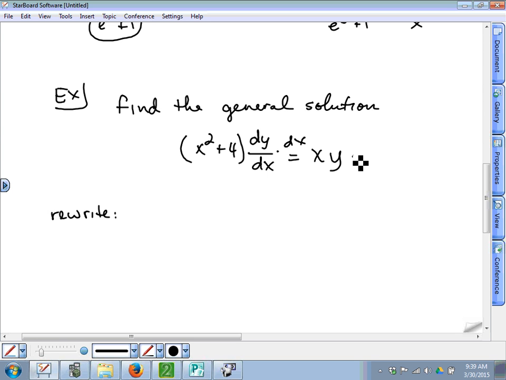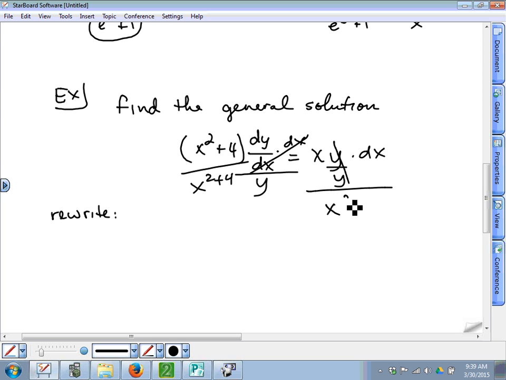If you multiply it by dx, that's going to move the dx over here. Then you could divide by y over here. And then you could divide by x squared plus 4 over here. You guys following what I'm doing here?